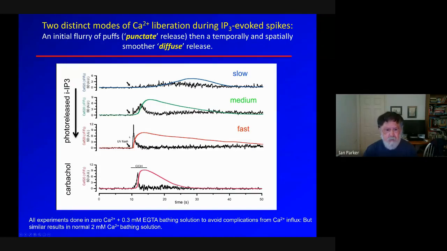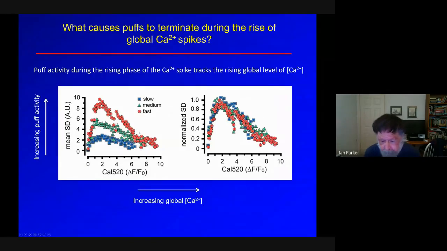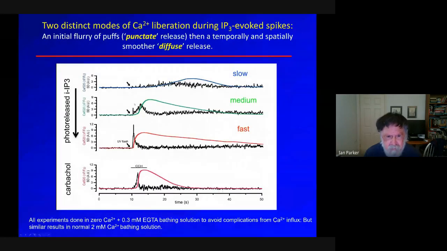So, this is our observation. One question we had was, why is this puff activity terminating? Why do we just see this brief flurry during the rising phase of the calcium signal? Let me just stay with this one for a second. You can see from these traces that the kinetics of the puff activity and the rise of the calcium seem to match. As we get a faster rise in global calcium, this flurry of puff activity gets shorter. So it seems the puff activity is in some way tracking the rise in global calcium.